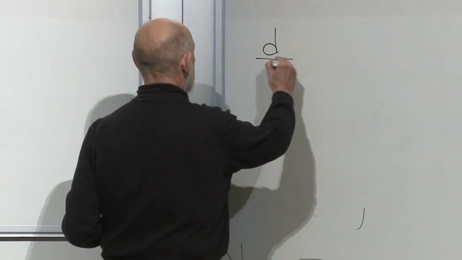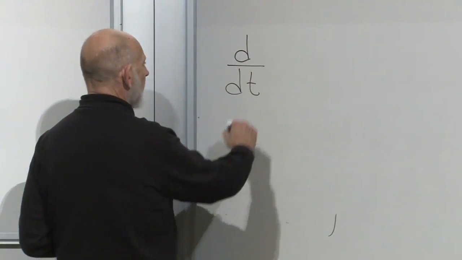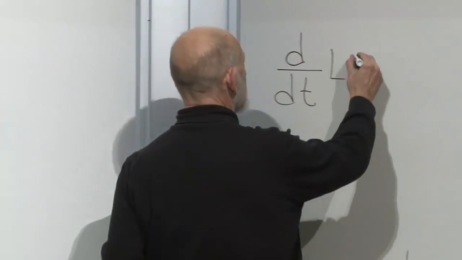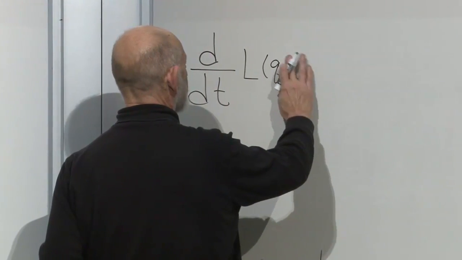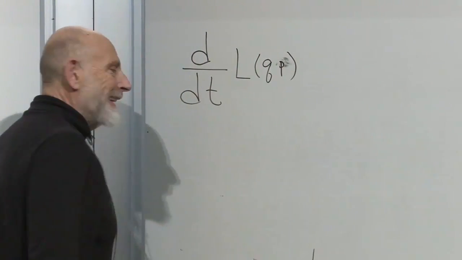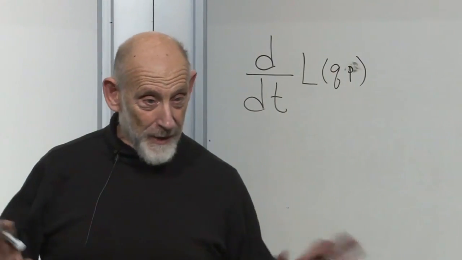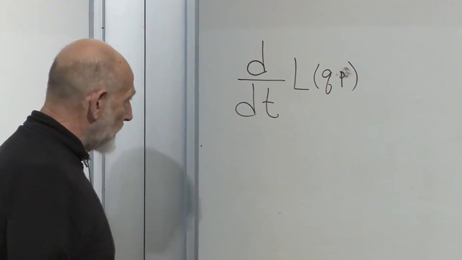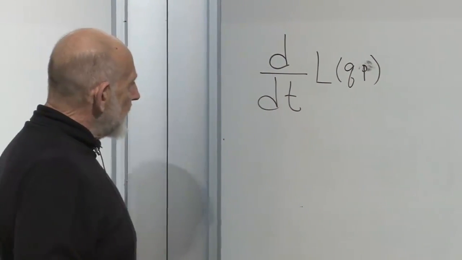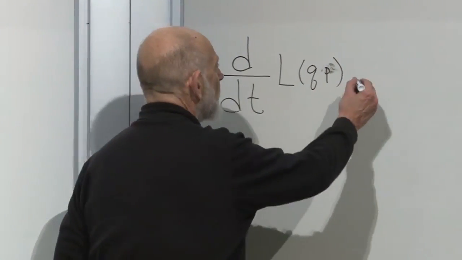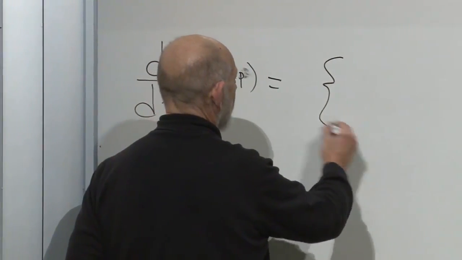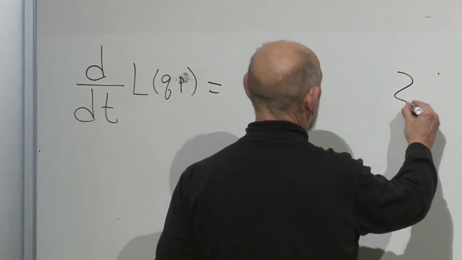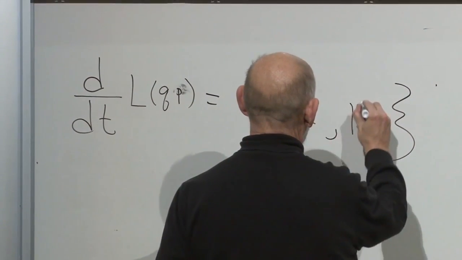Right, d by dt, exactly, d by dt of a classical function, and this could be a classical function of q's and p's. In classical mechanics, we have q's and p's. L, incidentally, is a standard notation for angular momentum. This could be the angular momentum, but right now I'm just using it to represent any observable. d by dt of L is equal to a certain Poisson bracket, the Poisson bracket of L with the Hamiltonian.